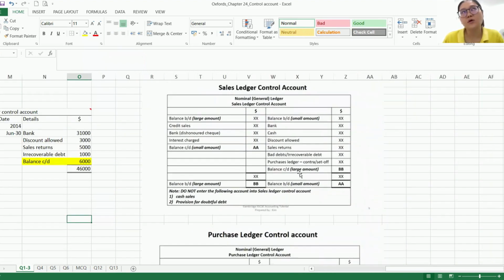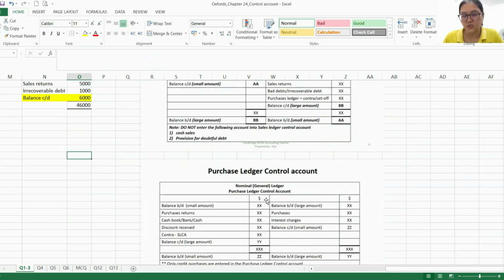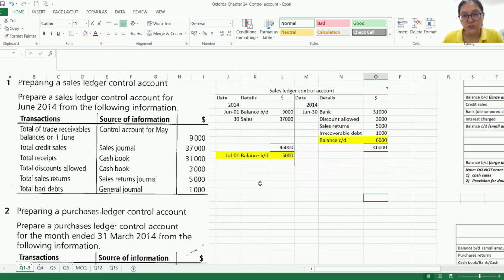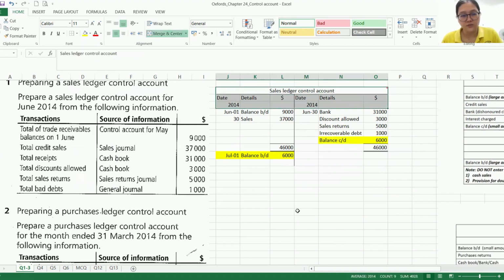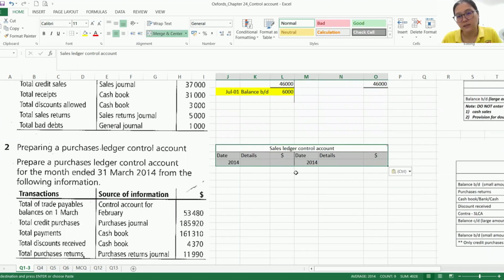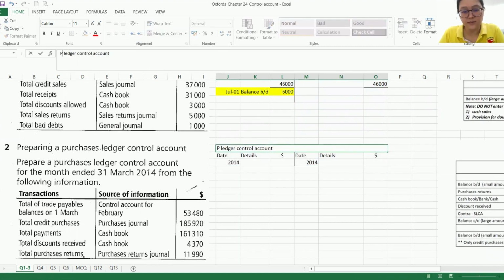If you are not used to the key account yet, memorize the position of the debit or credit for the sales ledger control account and the purchases ledger control account, because they are fixed. It will not change. The only thing that changes in the exam question is the numbers. Okay, let's continue to prepare the second question, the purchases ledger control account. It's just to show you one different type of it.